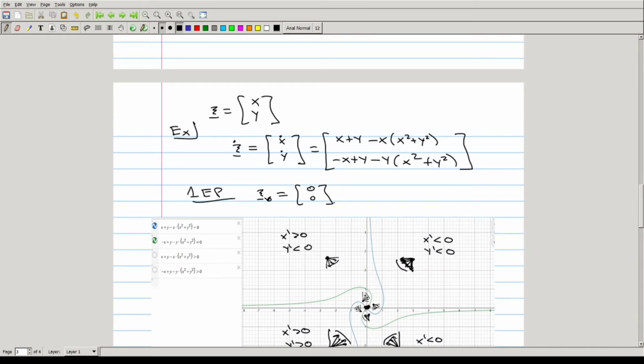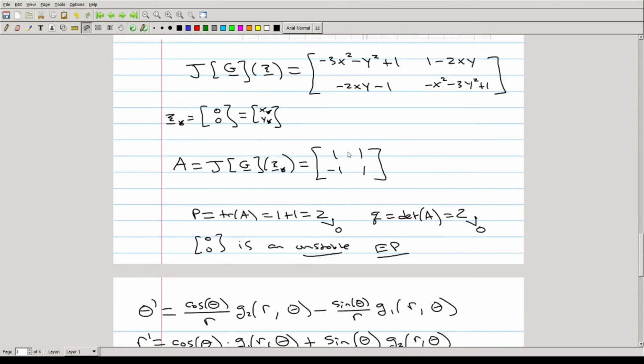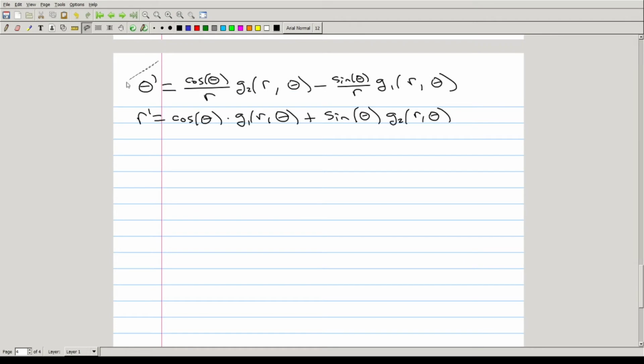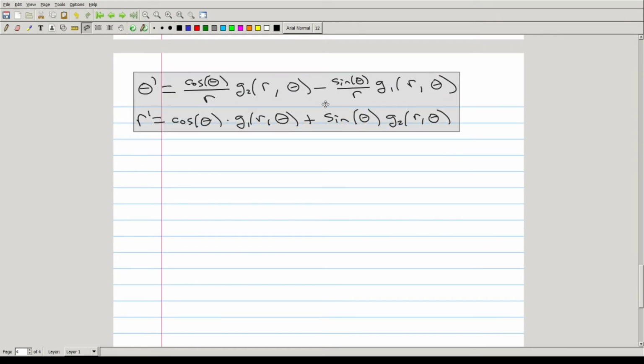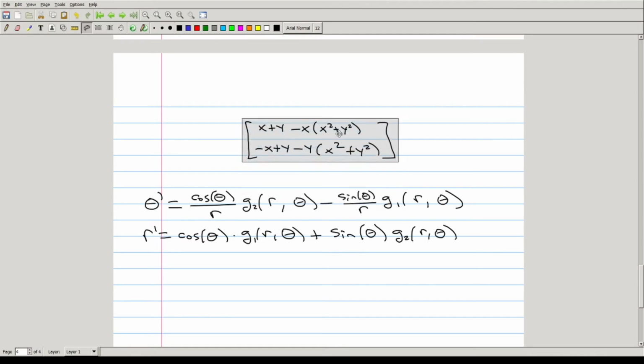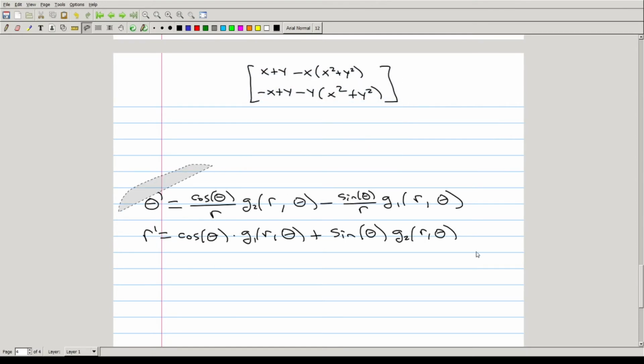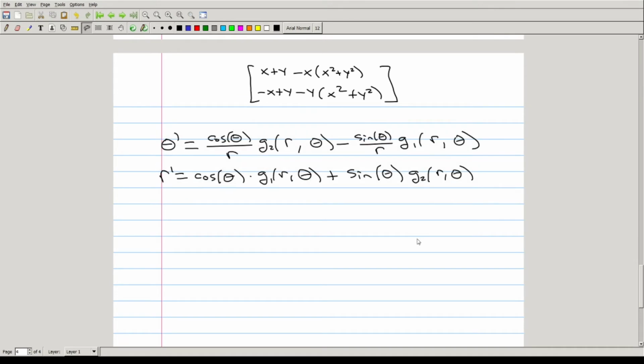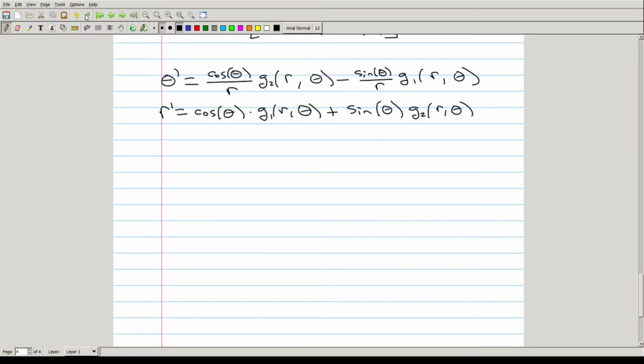So anyway, when we substitute each one of these things in, I'll make a copy of our g function just for reference. And also remember that x is r cosine theta, y is r sine theta. So we'll consider r prime first, and then theta prime.